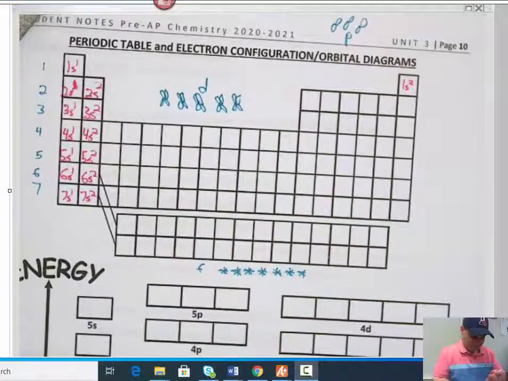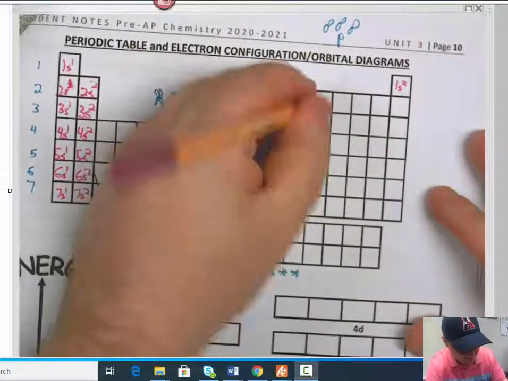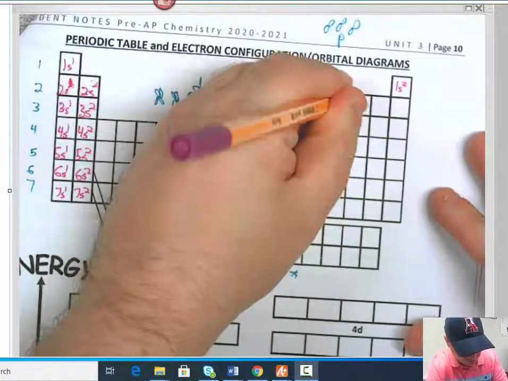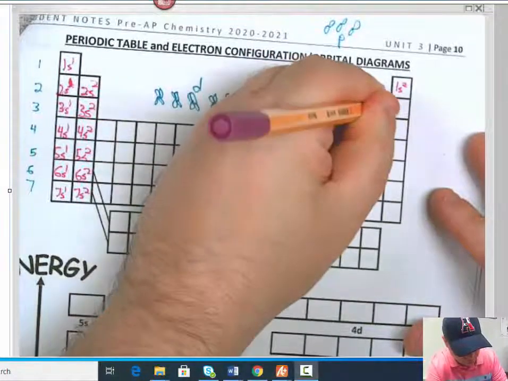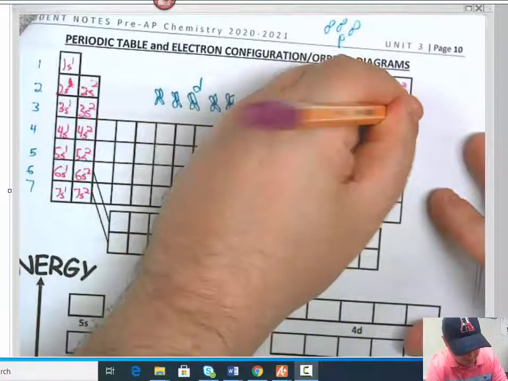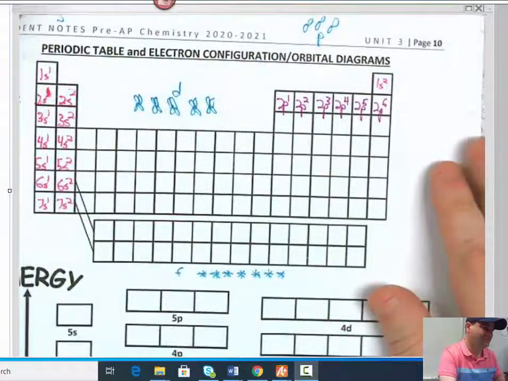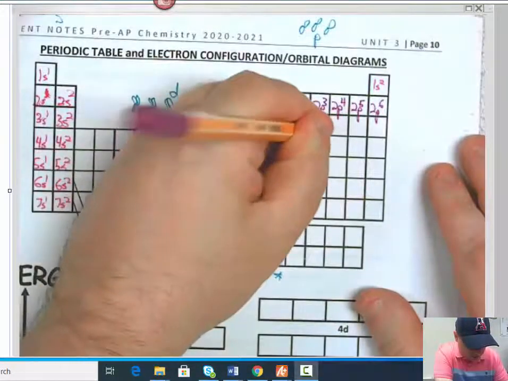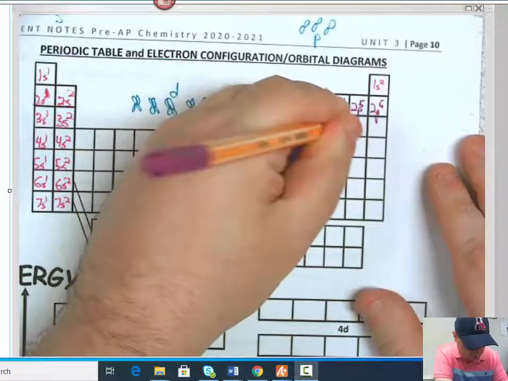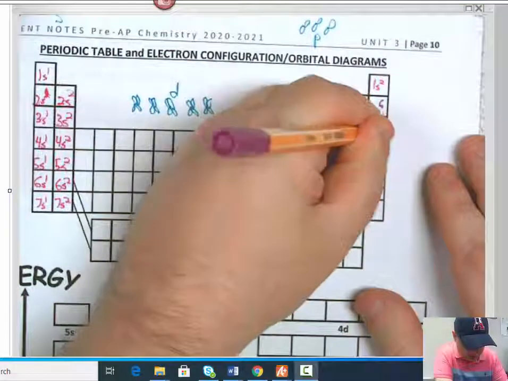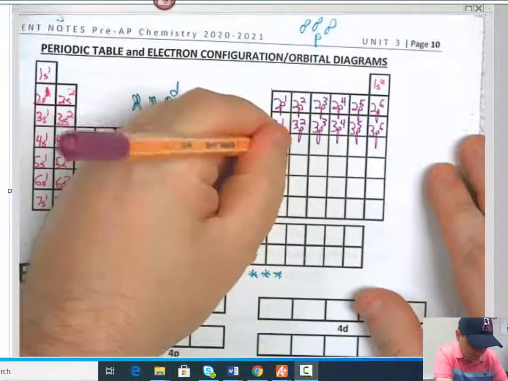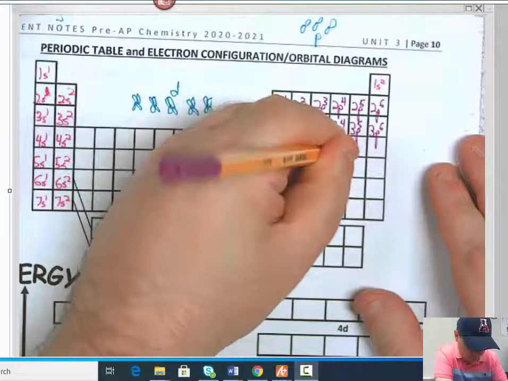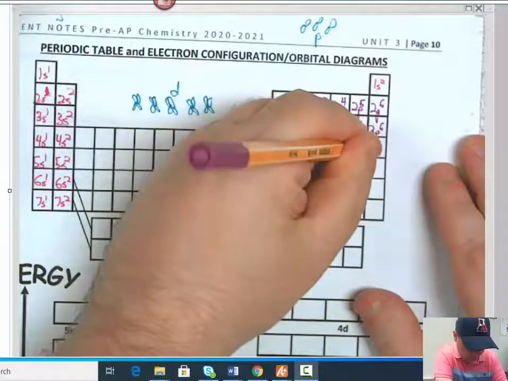Next we're going to do the P block here. Okay, P block is over here. This is 2p1, 2p2, 2p3, 2p4, 2p5, 2p6. Okay, and you get 3p1, 3p2, 3p3, 3p4, 3p5, 3p6. Then you get 4p1, 4p2, 4p3, 4p4, 4p5, and 4p6.